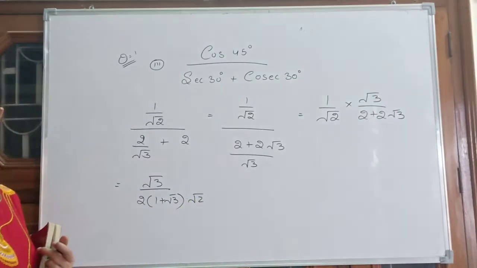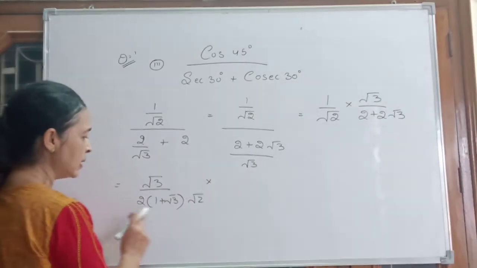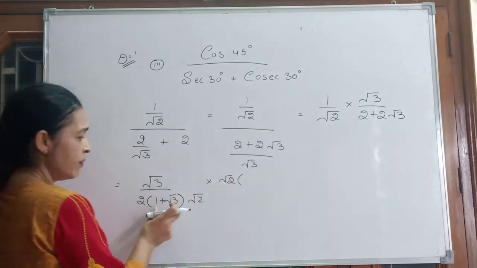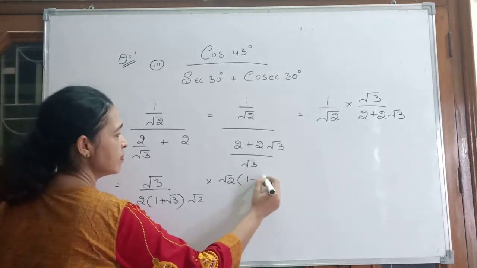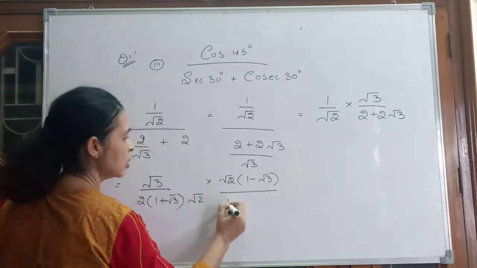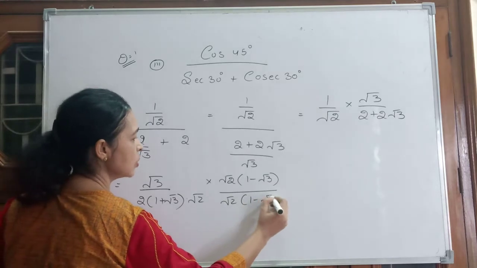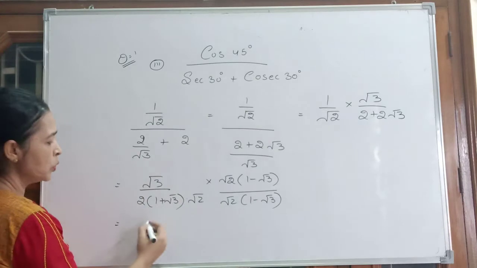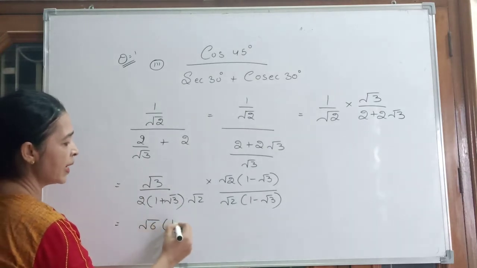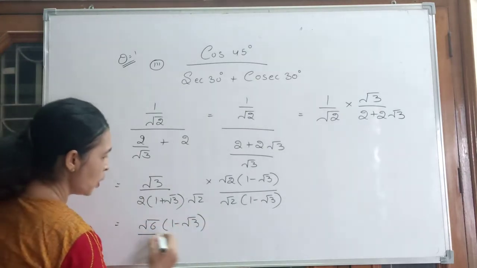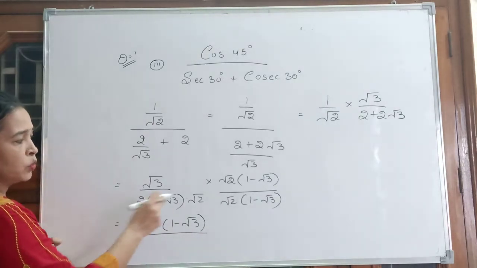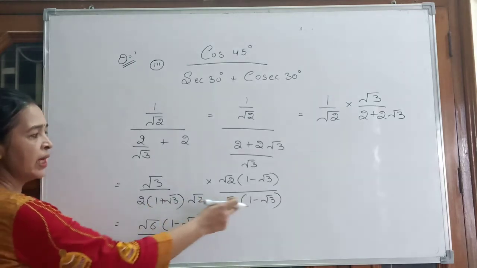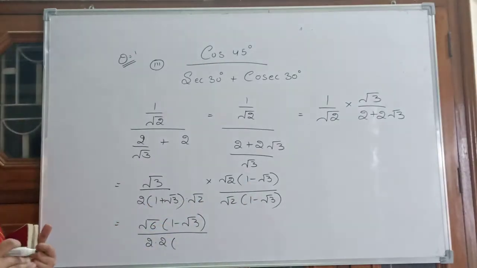Now what we have to do? We will rationalize it. We will keep the 2 here, root 2. Here we have 1 plus root 3. We will rationalize it with 1 minus root 3 upon root 2 into 1 minus root 3. Root 3 into root 2, root 6. 1 minus root 3 upon. Here we have 2. Root 2 into root 2, 2. 1 plus root 3 and 1 minus root 3, A plus B, A minus B.